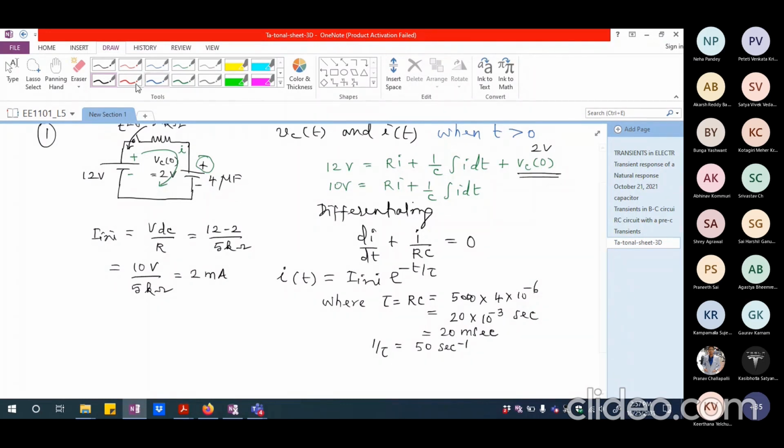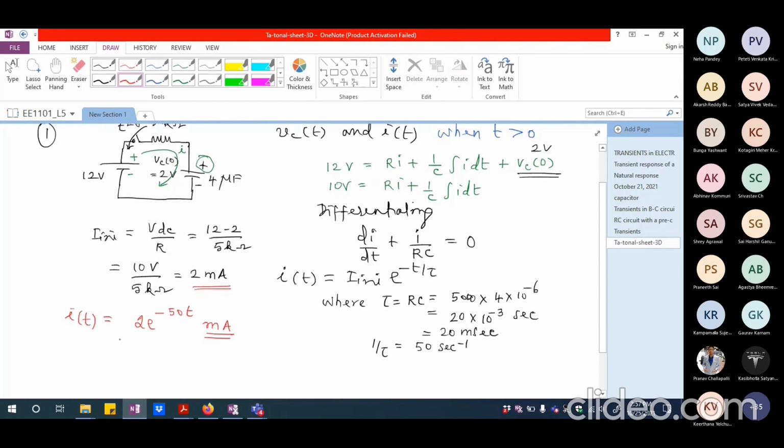So I'm going to have I of t equal to 2 multiplied by e power, 1 by tau is 50 we said, so e power minus 50t milliampere. Please remember you have to write the units. Otherwise it doesn't make any sense. 2 milliampere is the initial current. So from 2 milliampere it will keep on decaying. You get my point? So this is going to be I of t. Is this clear? Is it okay?